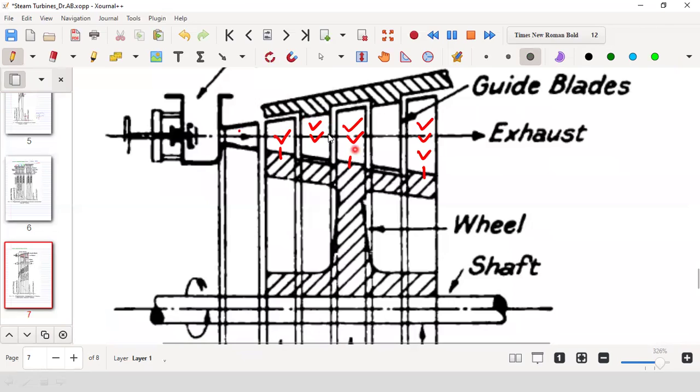Okay. Next, what we have, now you see that instead of nozzle, there is blade only. Do you follow the difference? In case of pressure compounding and velocity compounding, this is velocity compounded. Here you have basically, let me show you a different color so that you will be able to follow.